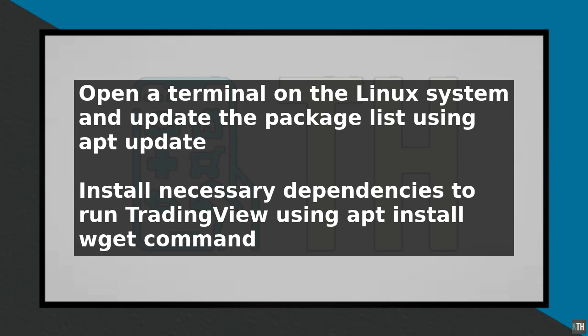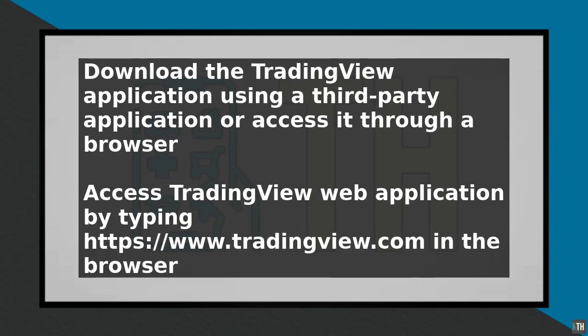After installing the dependencies, you can download the Tradingview application. Since Tradingview does not have a native Linux application, you will need to use a third-party application or access it through a browser. One popular option is to use the Tradingview web application, which can be accessed by typing the URL https://www.tradingview.com in your browser and pressing enter.